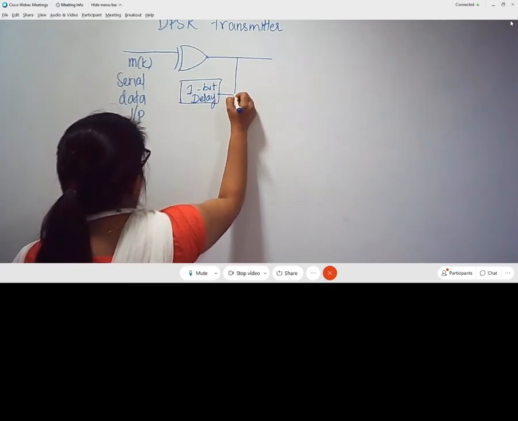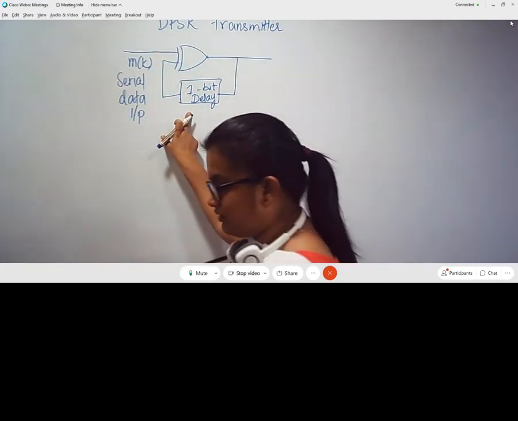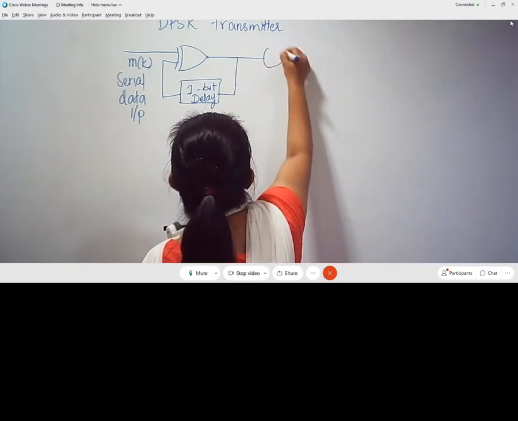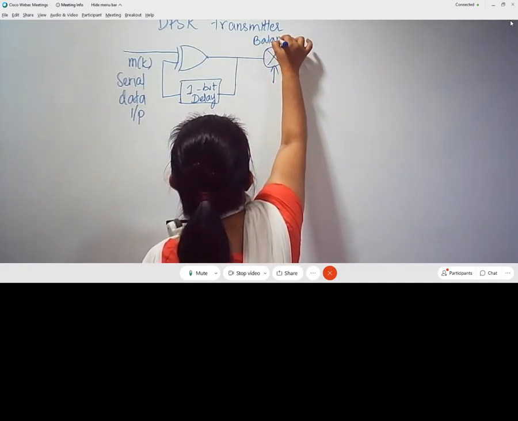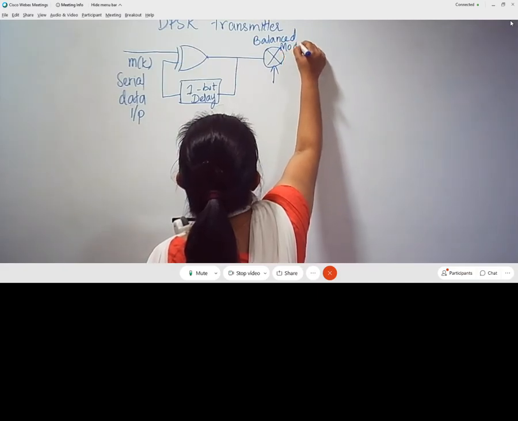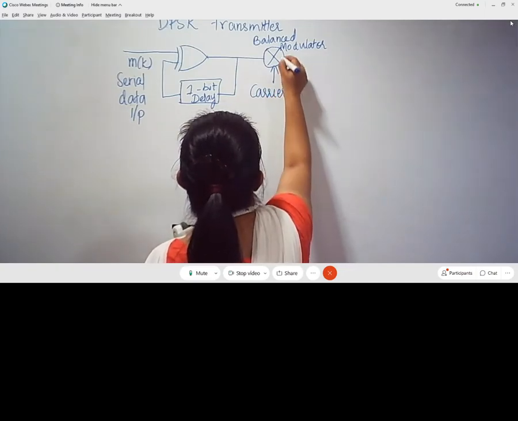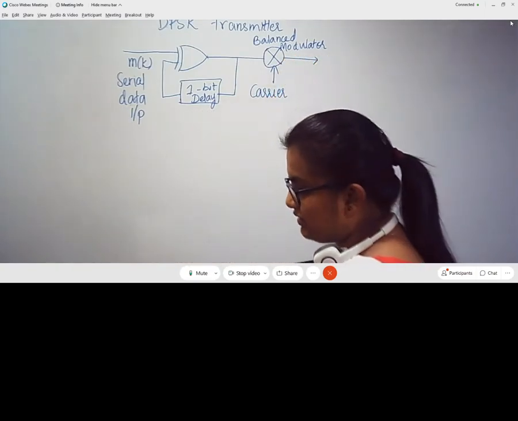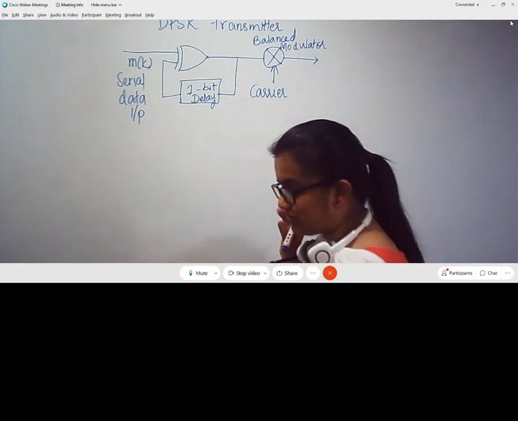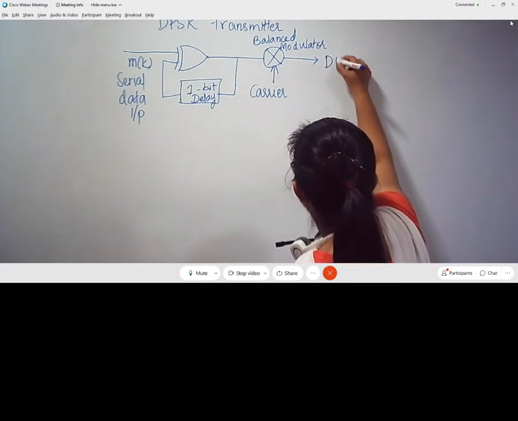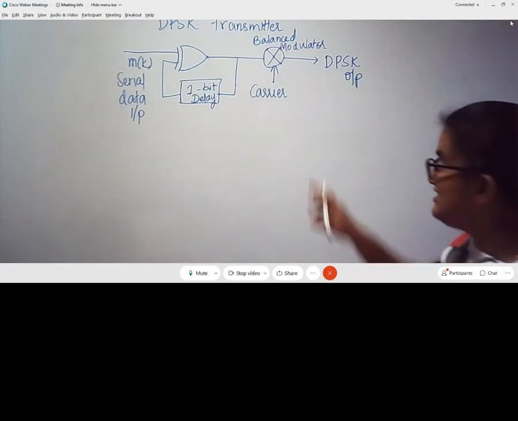So the XOR operation will happen between the actual message input with its 1 bit delayed output, and this output I am going to do the modulation, where this is called as balanced modulator. For this I am going to pass the carrier information, and this will be sent as the differential phase shift keying modulated message or information signal. So this is the DPSK output. Okay, this is the transmitter side.